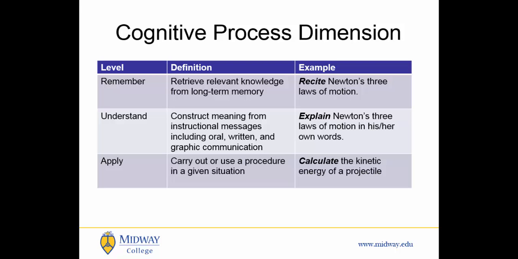As you can see, to remember something is to retrieve relevant knowledge from long-term memory. When a student is able to construct meaning from instructional messages, they are said to understand the concept. Application occurs when the learner is able to carry out or use a procedure in a given situation. Now notice how the change in verbs for each example enables the students to think differently about the same concept.